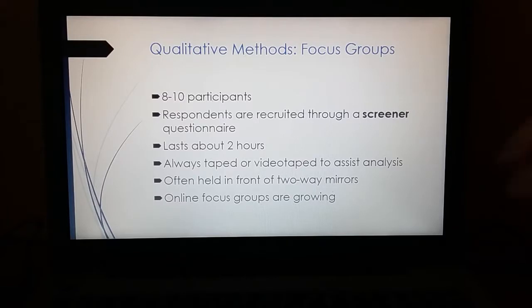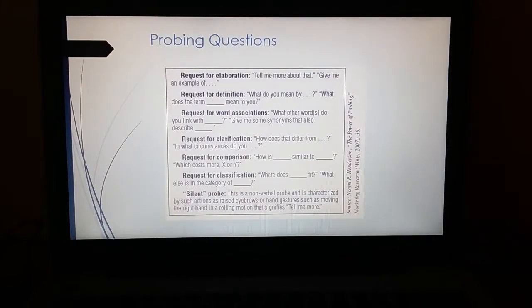But you want to make sure whoever the facilitator is has good questions. So you want to make sure that you have good probing questions. So, tell me more about that. Give me an example. How does it differ from your other experience? That kind of thing. So just an idea. How you phrase the questions and ask the questions is very important.